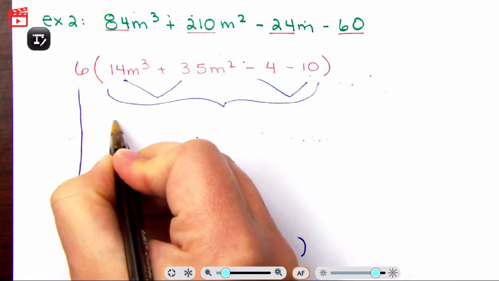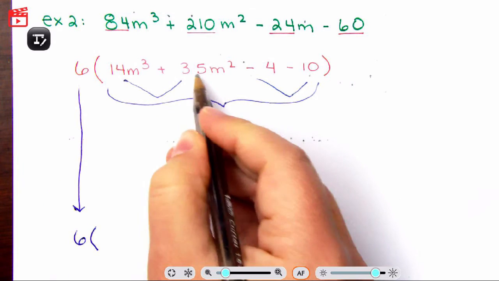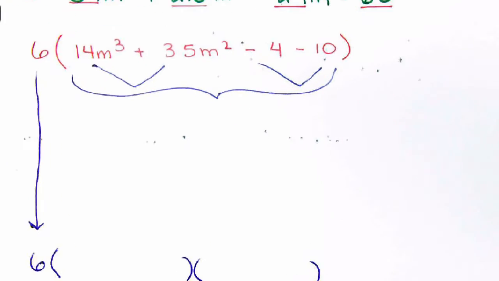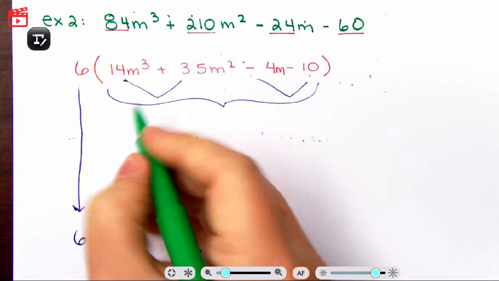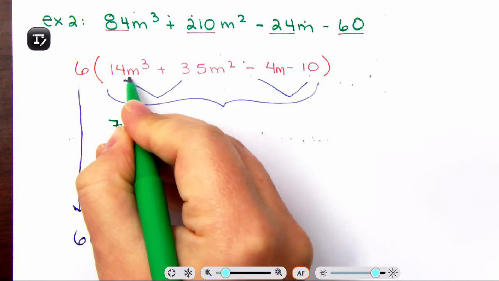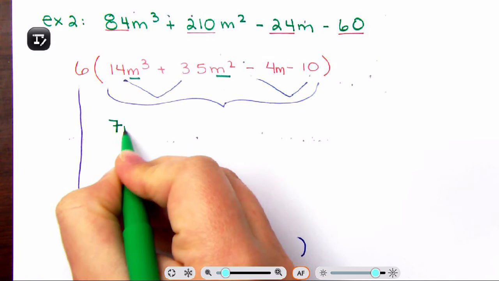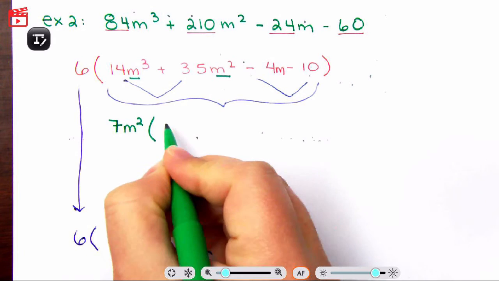So I have 14m cubed, 35m squared. All right, beautiful people. I hesitated there for a moment and I realized 7 does go into 35. So let's go ahead and pull out a 7. So my GCF for this one is going to be 7. And then I do have an m cubed and an m squared. So I'm going to pull out an m squared. So what do I have left over?